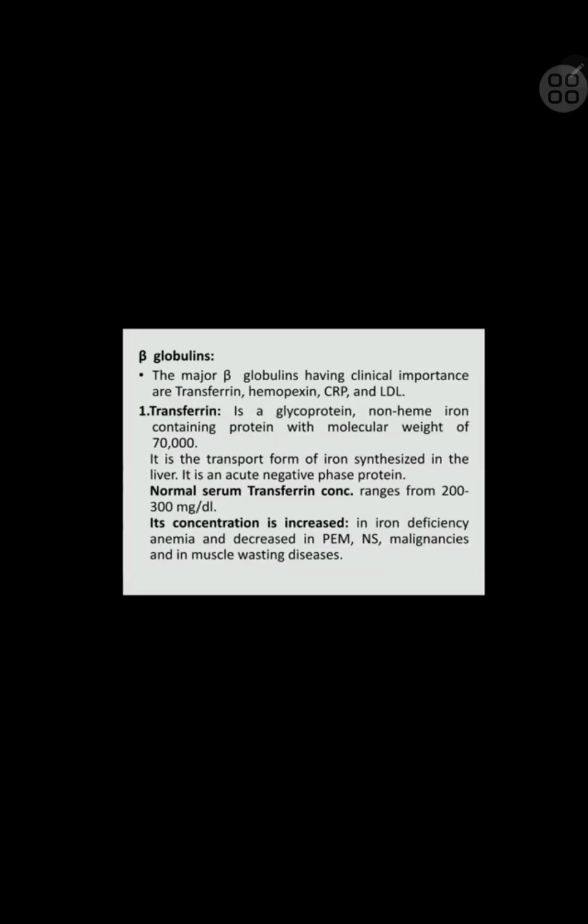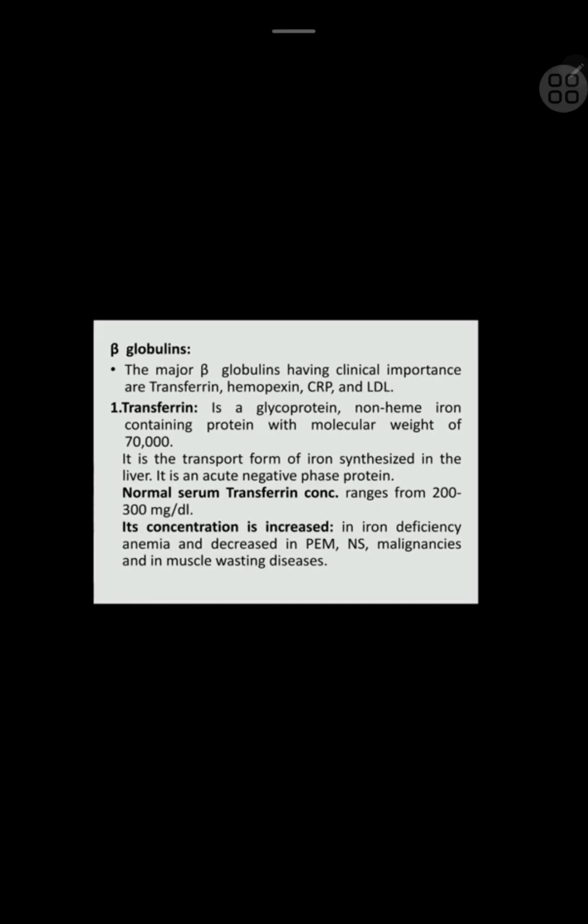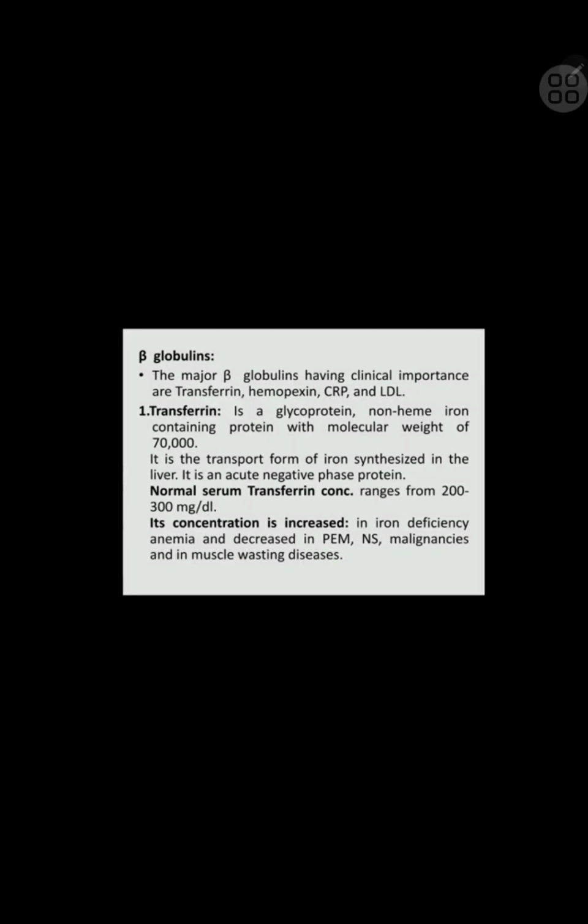Beta globulins. The major beta globulins having clinical importance are transferrin, hemopexin, CRP, and LDL. Coming to transferrin. Transferrin is a glycoprotein, a non-heme iron containing protein with molecular weight of 70,000. It is the transport form of iron, and it is a transport protein. It is synthesized in the liver. It is an acute negative phase protein. Normal serum transferrin concentration ranges from 200 to 300 milligram per deciliter. Its concentration is increased in iron deficiency anemia, and decreased in PEM, protein energy malnutrition, nephrotic syndrome, malignancies, and in muscle wasting diseases.